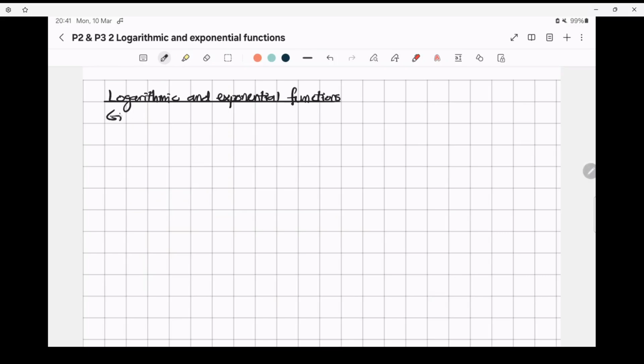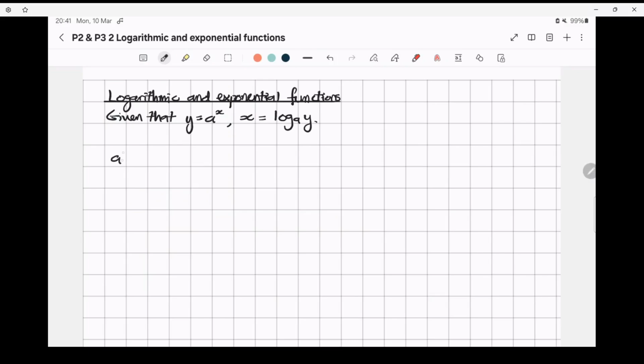So given that y equals a to the power of x, the definition of logarithm is that x will be equal to log base a y. From this definition, we have several identities that we can use.